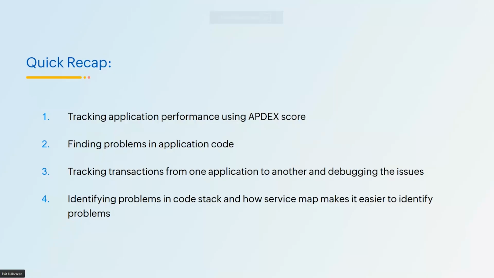Now let's have a quick recap of today's session. In the first part, we discussed how to track application performance using the APDEX score. Next, we explored how to identify problems in the application code. In the third segment, we saw how to track transactions from one application to another and debug the issues. In the last part, we covered identifying problems in the code stack and concluded by discussing how the service map makes it easier to identify problems.